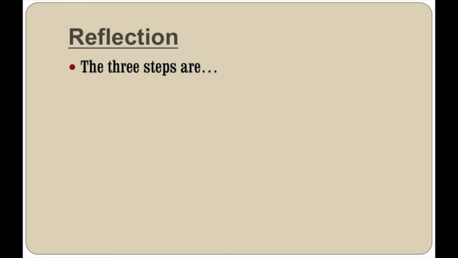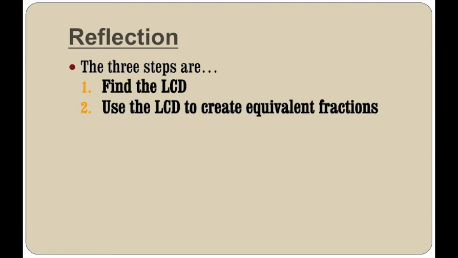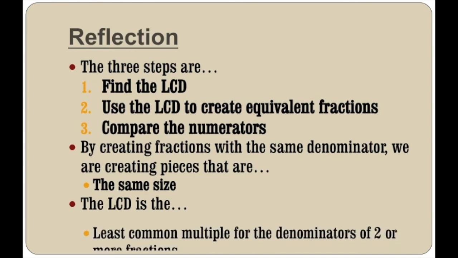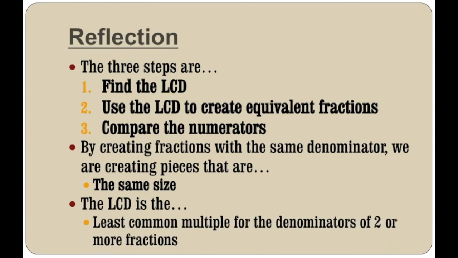The 3 steps are: 1. Find the LCD. 2. Use the LCD to create equivalent fractions. And step 3, to compare the numerators. By creating fractions with the same denominator, we are creating pieces that are the same size. The LCD is the least common multiple for the denominators of two or more fractions, and it also stands for least common denominator.